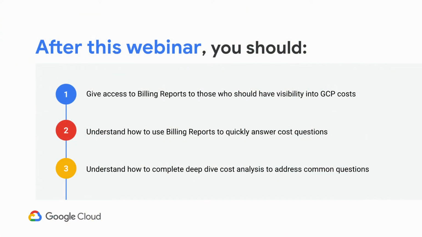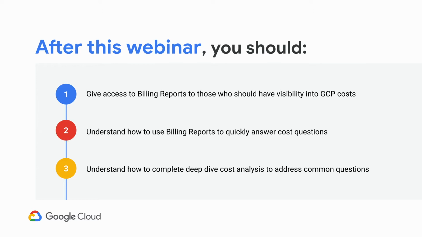So let's get started. After this webinar, very concretely, we want you to be able to do the following. Give access to billing reports to those who should have visibility into your GCP costs. Now this is really important. A lot of people don't understand the permissions required to do this, or they do it too late. And as you'll see later, just providing the basic permissions and tools and making sure your employees and team members know how to use them is a really important first step.